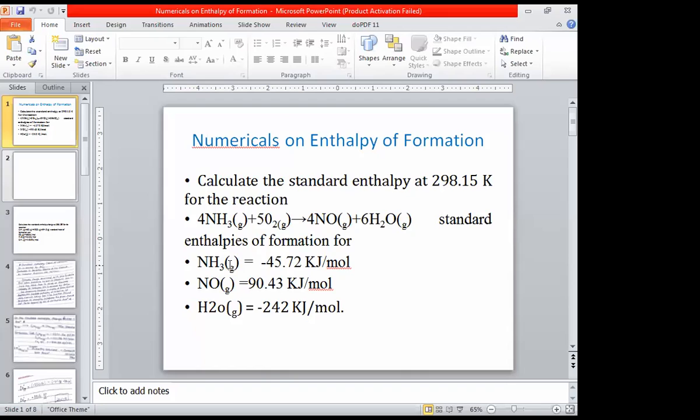So formation reaction means that kind of reaction in which reactants are reacting and they are forming only one single compound as product. Means various reactants may react, but they should form only one single compound. So that kind of reaction we are calling a formation reaction.